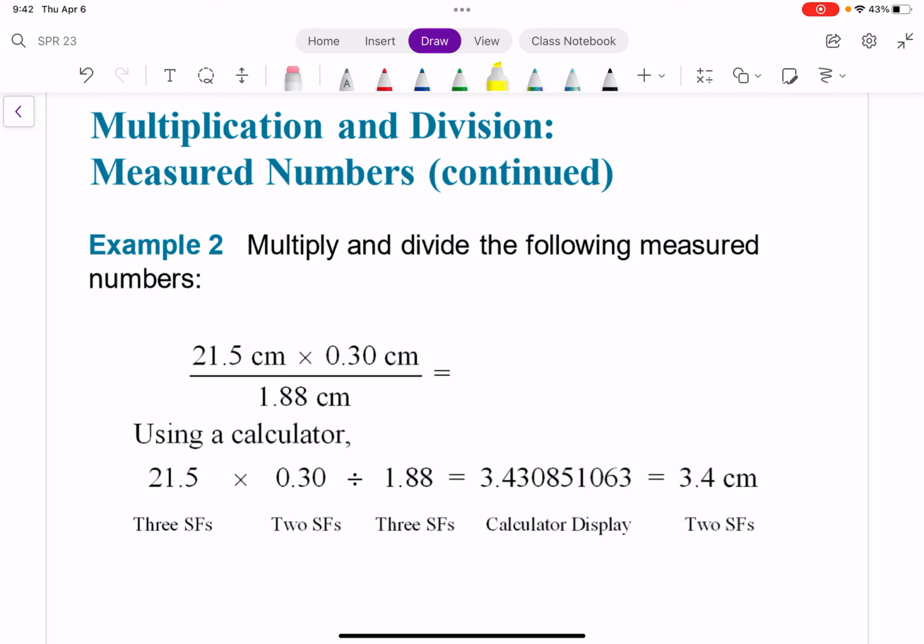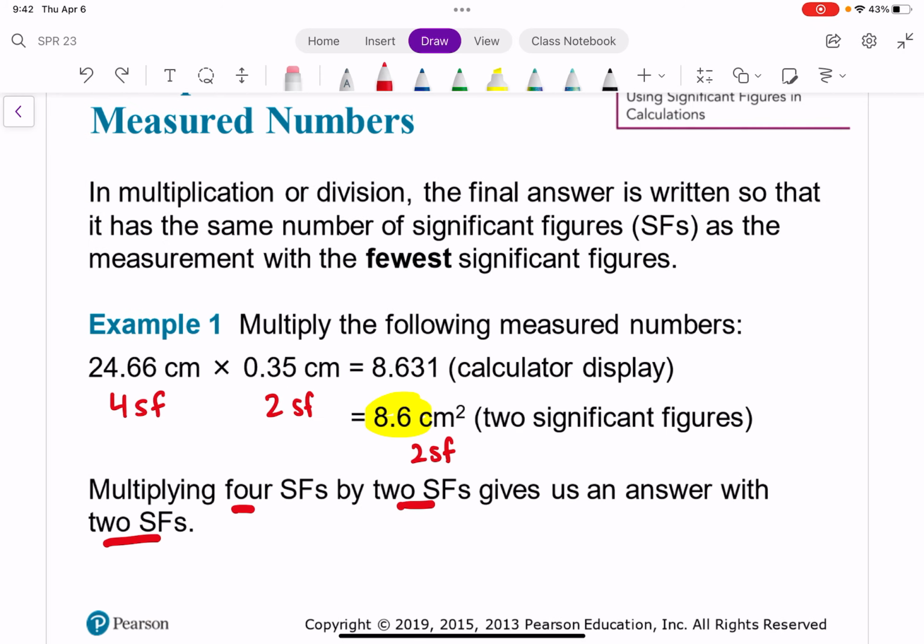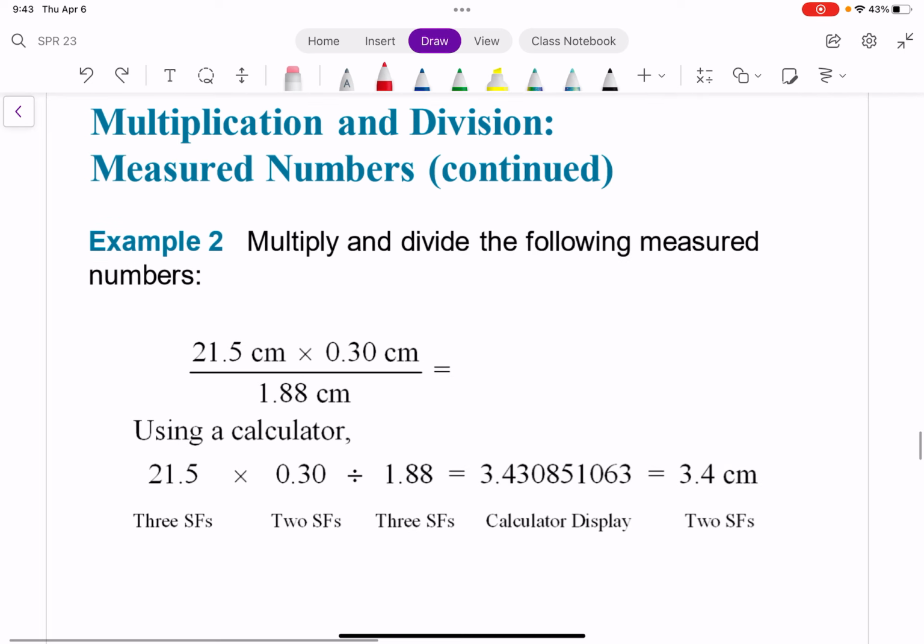Okay, so let's do another example. So the first thing you want to do anytime you get an equation is I always make sure that I count the number of sig figs. So for this first one here, how many sig figs are in there? 3. Yeah, 3 sig figs. What about the next number, 0.30? Yeah, there's 2 sig figs there. And then what about the number on the bottom? Yep, 3 sig figs.